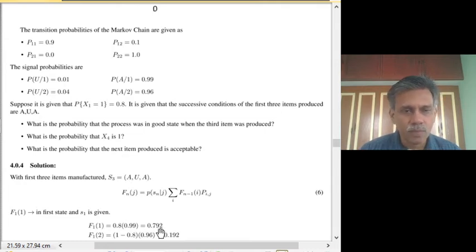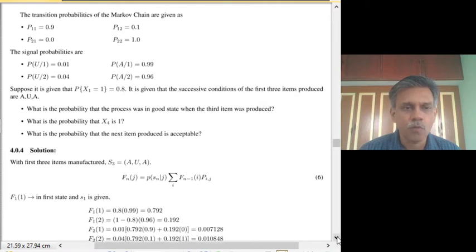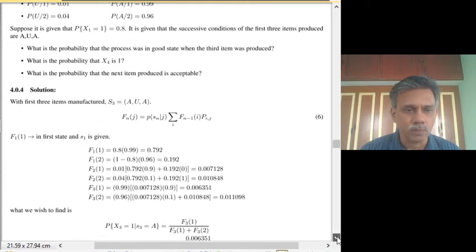which is 0.792. Now coming to F12, the question is the probability that you are in a bad state but produced an acceptable item. The probability of being in the bad state at the first time is 1 minus 0.8, or 0.2, and the probability of producing an acceptable item from state 2 is given as 0.96. So it is the product of 0.2 and 0.96, which is given here. Now we proceed to the second time and so on.